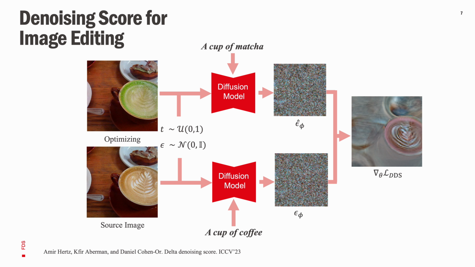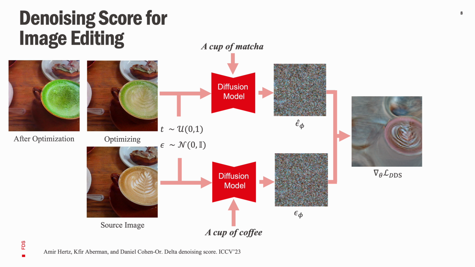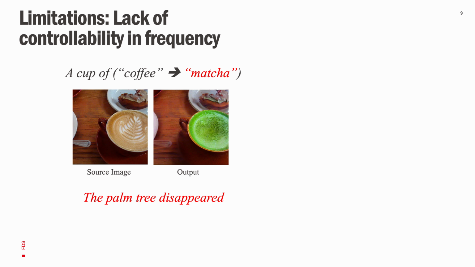Based on that, delta denoising score is proposed to subtract the gradient of two different prompts, called source and target, enabling image editing. In this example, an image of a cup of coffee is optimized to produce a cup of matcha. However, sometimes their results are not satisfying.